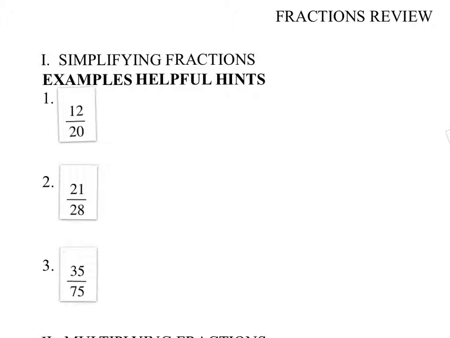So for number 1, we have 12 and 20. The biggest number that can go into 12 and 20 is 4. So we're going to divide the numerator and the denominator by 4. 12 divided by 4 is 3, and 20 divided by 4 is 5. So our simplified fraction is 3 over 5.